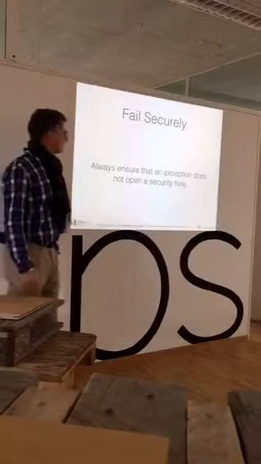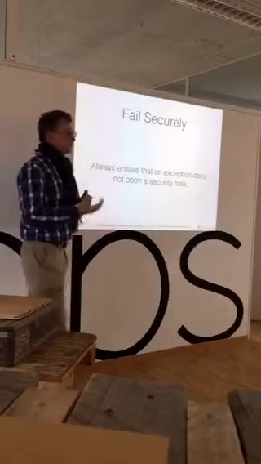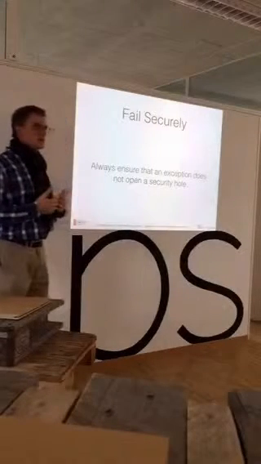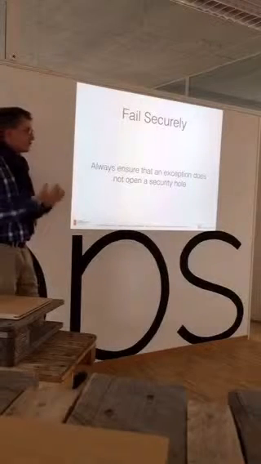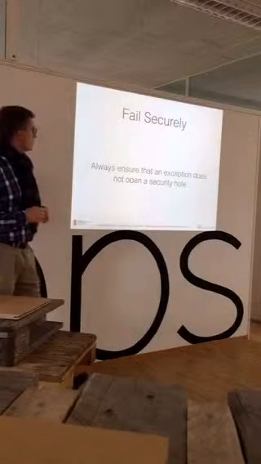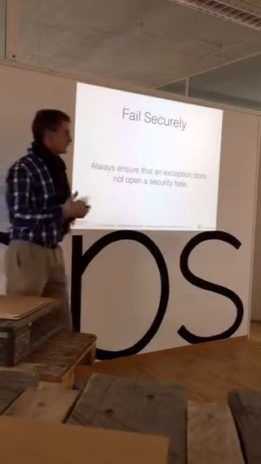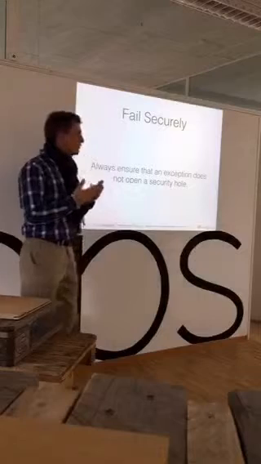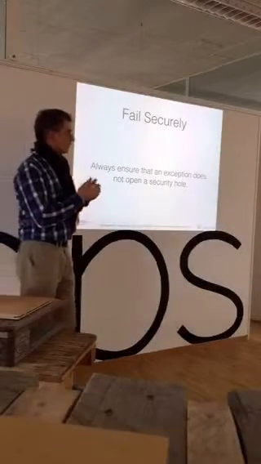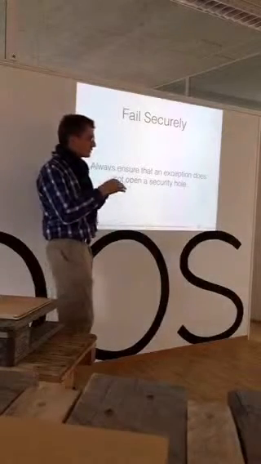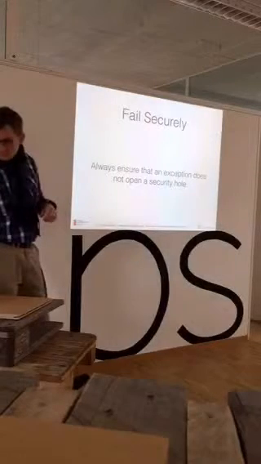Fail securely. You will have exceptions. You will have errors, maybe when a server is not present. But sometimes you see failure handling that exposes a lot of information to a hacker. So always ensure that an exception does not open a security hole. It's not very easy because a developer would like to have good debugging information, but at the same time, debugging information is very useful for a hacker as well. So here there is a real delicate balance to find.